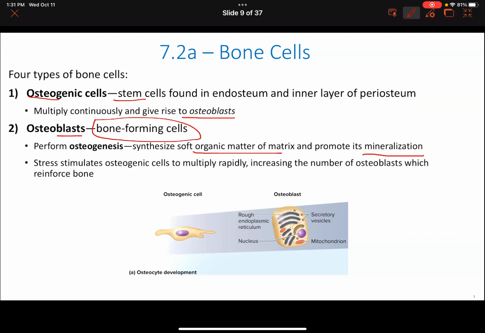And this change in stress actually stimulates these osteogenic cells to multiply rapidly and increase the number of osteoblasts, which are then going to reinforce the bone, because not only are they making more bone cells, but they're also making this organic matter that will mineralize and make the hardness of the bone.